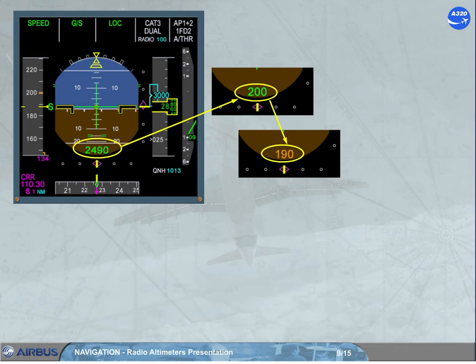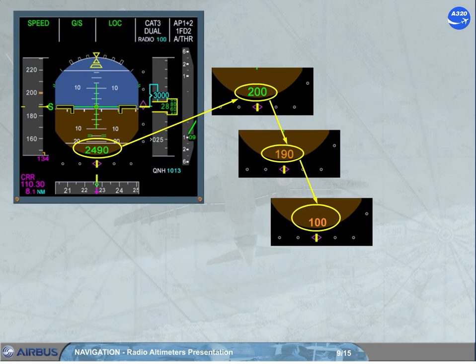When it reaches the radio altitude entered on the MCDU performance approach page, the amber DH letters flash for 9 seconds. Then they stay steady above the radio height indication.